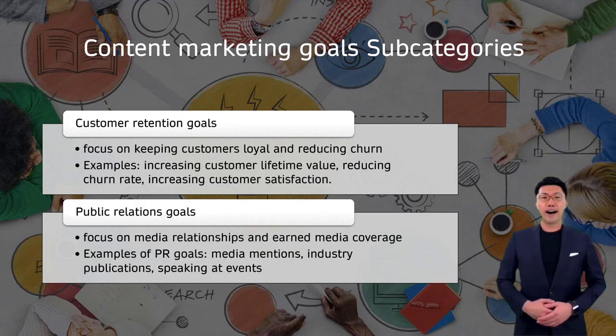The fifth subcategory of content marketing goals is customer retention goals. These goals focus on keeping customers loyal to your business and reducing churn. Examples of customer retention goals include increasing customer lifetime value, reducing churn rate, and increasing customer satisfaction. Finally, we have public relations goals. These goals focus on building relationships with the media and promoting your business through earned media coverage. Examples of public relations goals include increasing the number of media mentions, being featured in industry publications, and being invited to speak at industry events.